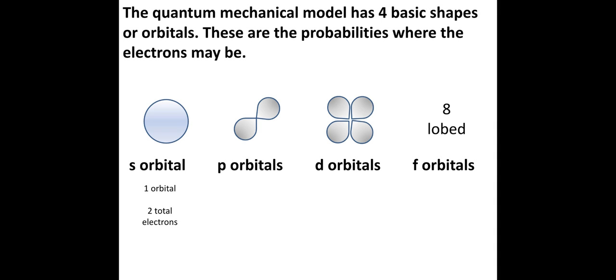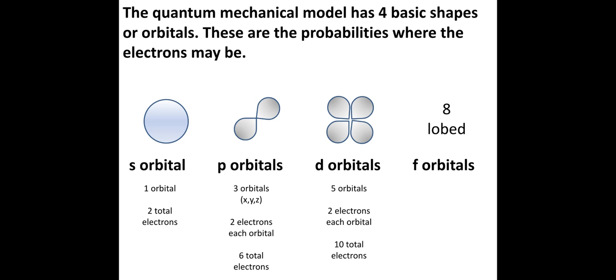So one orbital, remember, can take two electrons. And for the P, there are three of them, the X, the Y, and the Z, and each one can take two electrons, so a total of six electrons. You can guess how many are there in the D. We've learned that in the previous lesson. There are five orbitals in the D, and each one can take two electrons, so a total of 10. For the F, there are seven orbitals, each one can take two electrons, a total of 14.